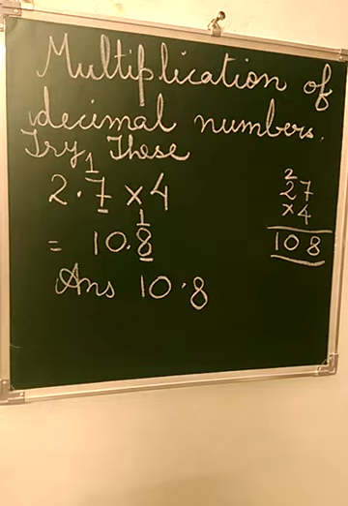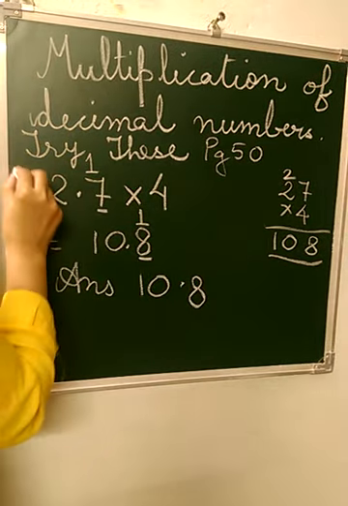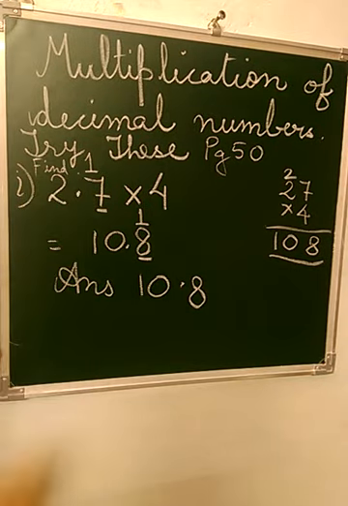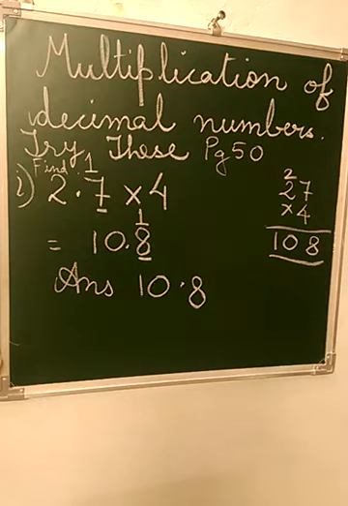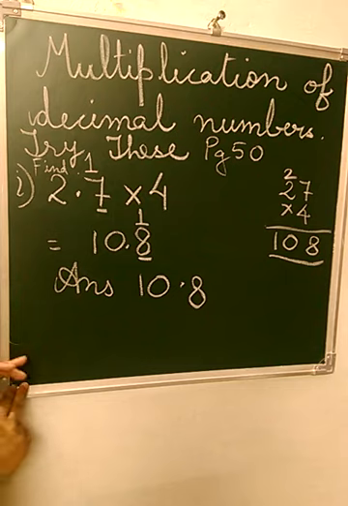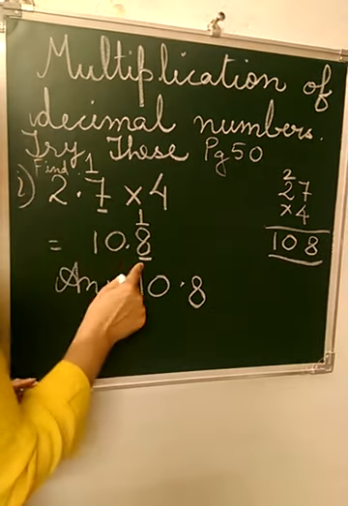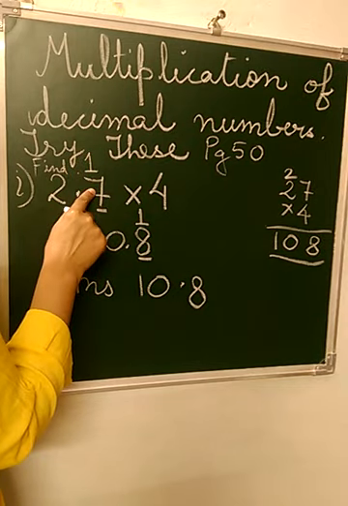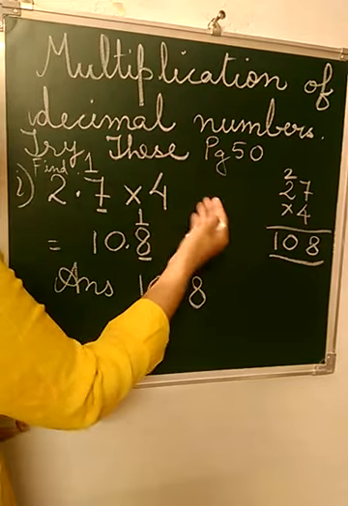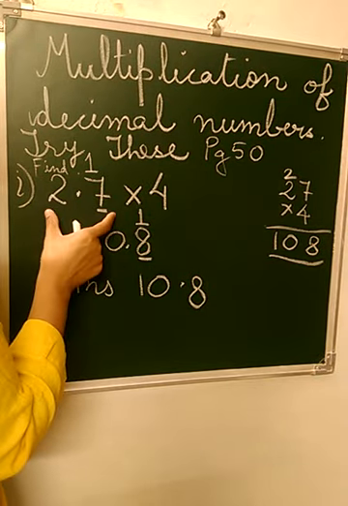Now this is the try these, page number 50, first one of find. Okay, so we have to do this in the copy because there is no place in the book. So this is the first one, very simple. I am going to explain it again. What we do, we simply multiply the numbers, then we write the product. We count the number of decimal places, like here only one decimal place, here no decimal place, so we will not count. We will only count in the multiplicand.